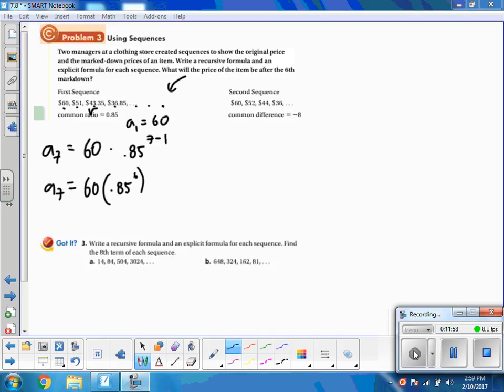0.85 to the sixth power is like 0.37714 times 60. And that works out to be 22.63.